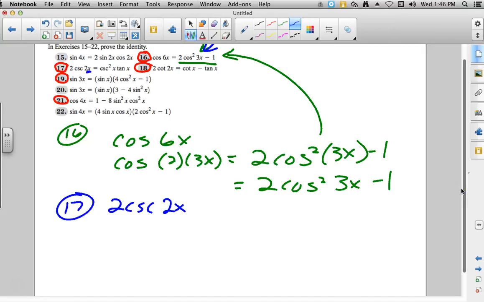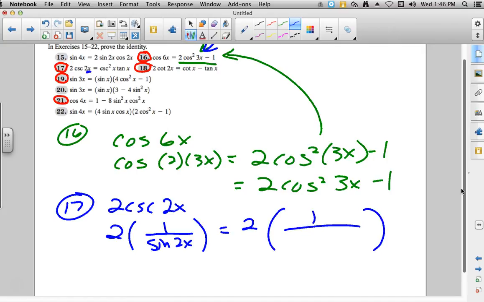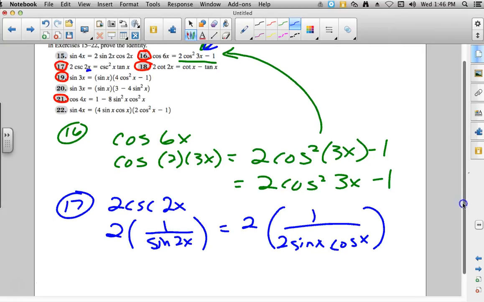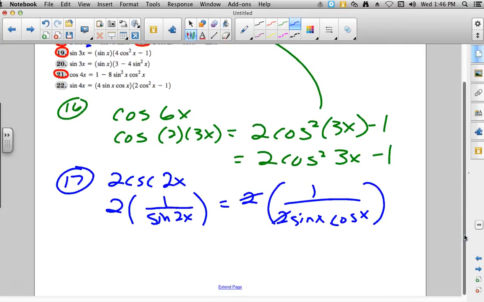So with 2 cosecant 2x, I would write that as 2 times 1 over the sine of 2x, because that's what cosecant is. And then I'd say, you know what? I'm going to rewrite that sine of 2x using that double angle formula. That'll be 2 sine of x cosine of x. Well, something good just happened because now the 2's will cancel out. So I have 1 over the sine of x cosine x.